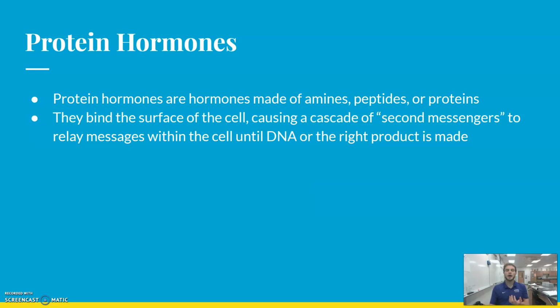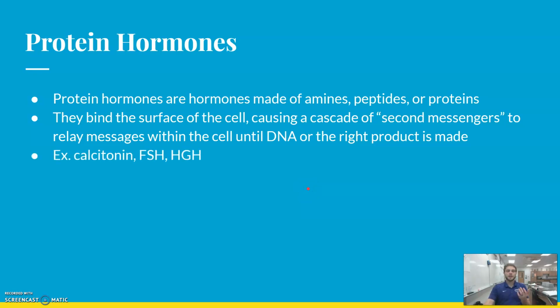But what they do is they bind to the surface of a cell, and then you get this cascade of messengers, basically a whole bunch of middlemen in between that hormone binding to the surface of the cell and finally getting to the DNA, and then telling that DNA, hey, we need this gene to be transcribed so that we can get this product made, because we need whatever product it is now.